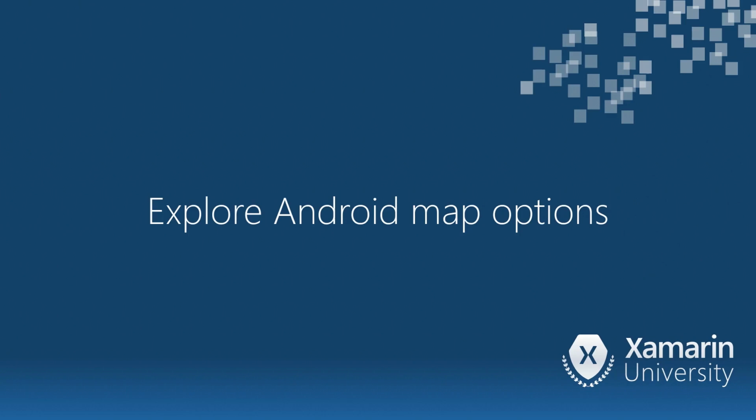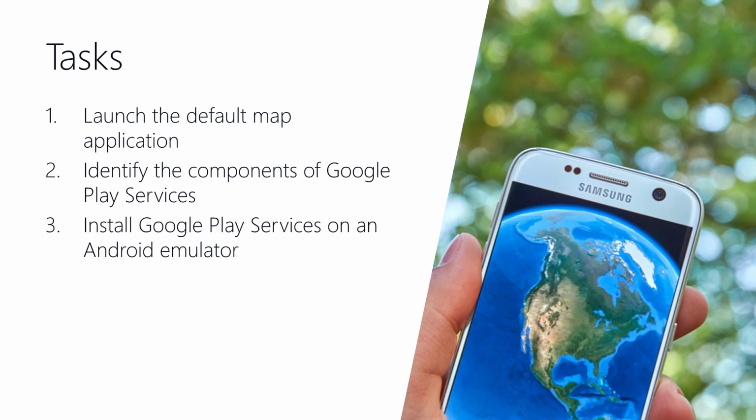We'll start by looking at the options you have when incorporating mapping support into your application. Now, there are different ways to incorporate map support into an Android application. So we're going to look at a specific approach that involves using the Google Play services. And we'll also talk about how we can test mapping support on an emulator.